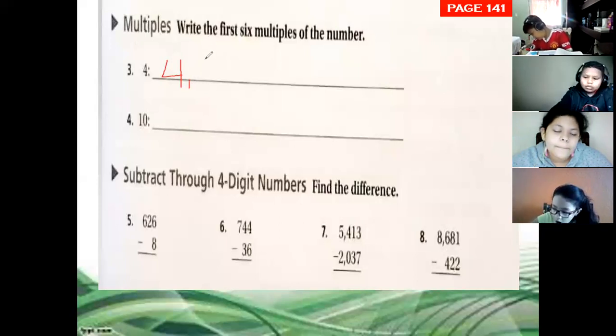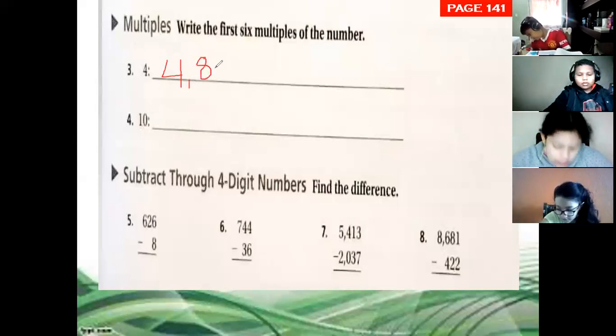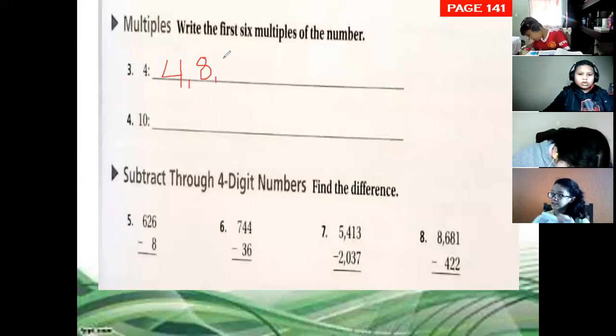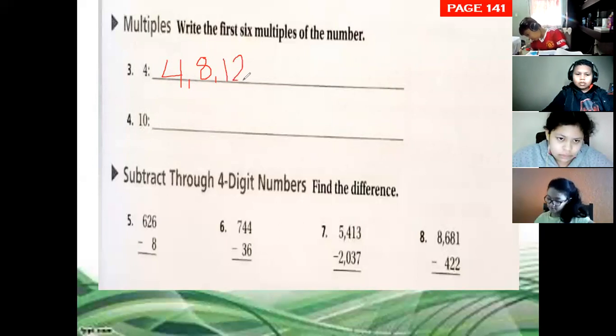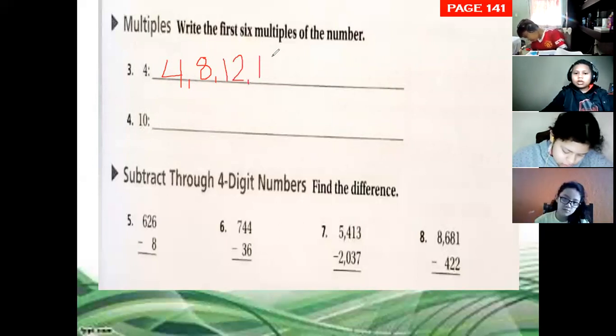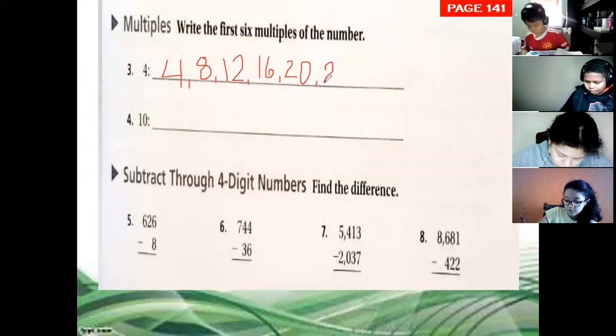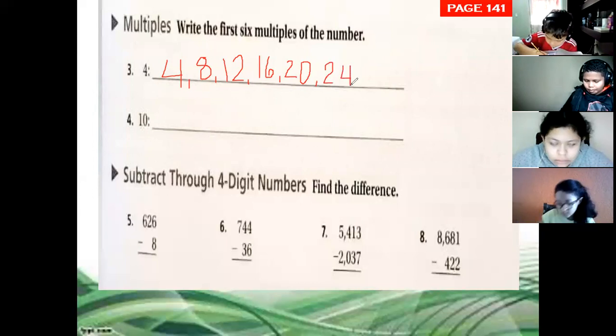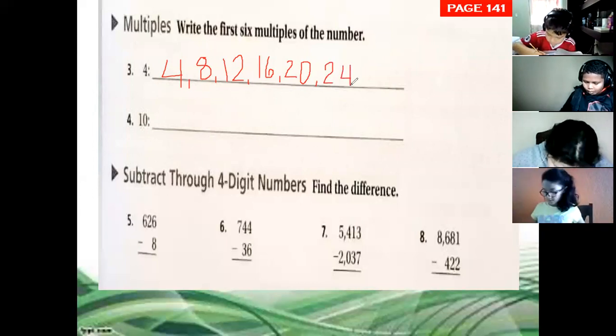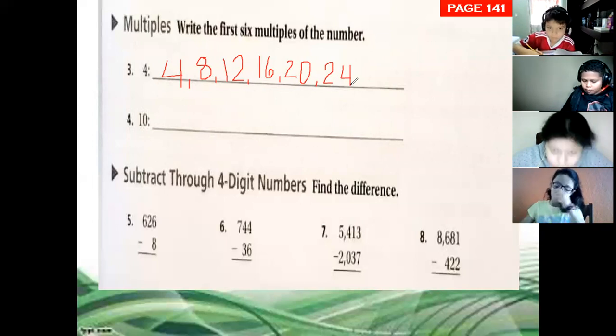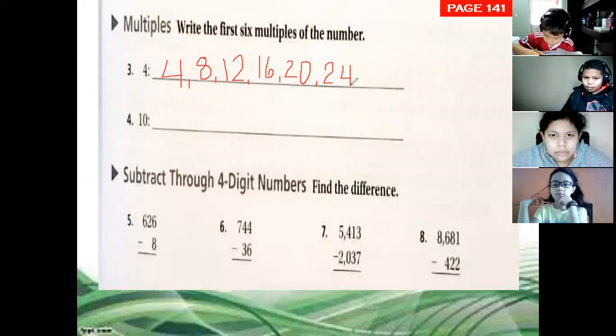4 times 2? 8. What is next? 12. Then? 16. These are multiples, okay? 20. So we have 1, 2, 3, 4, 5. We missed one more because the instruction says write the first 6. 24, exactly. So these are the first 6 multiples of 4. We can continue naming the numbers. Remember, numbers are infinite.